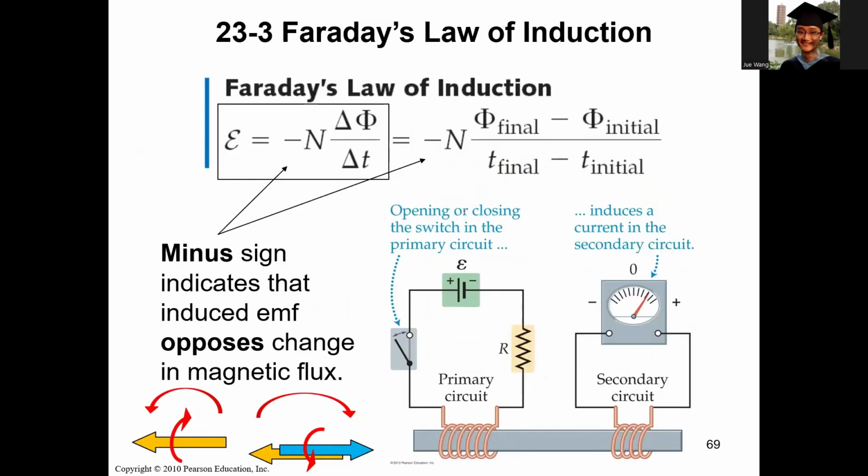Now we learned the magnetic flux. We learned Faraday's law of induction. So quantitatively, if there is a magnetic flux change, we calculate the flux change rate over time and multiply by the number of loops. We get the induced EMF, electromotive force. Further, there is a minus sign telling us the direction of this electromotive force, which is further defined by Lenz's law.